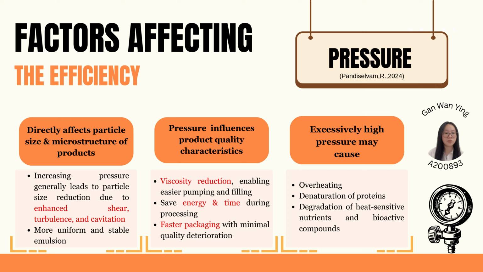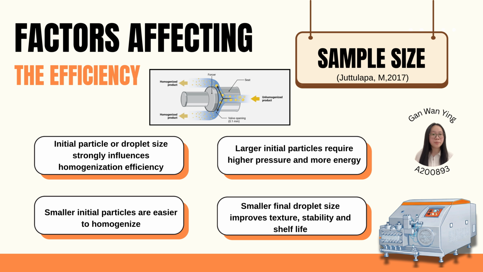Higher pressure can cause viscosity reduction, making pumping and filling easier. This helps save energy and processing time, and allows for faster packaging with minimum quality deterioration. However, excessive high pressure may cause problems such as overheating, protein denaturation, and degradation of heat-sensitive nutrients and bioactive compounds. Besides, this slide explains how sample size affects the homogenization efficiency.